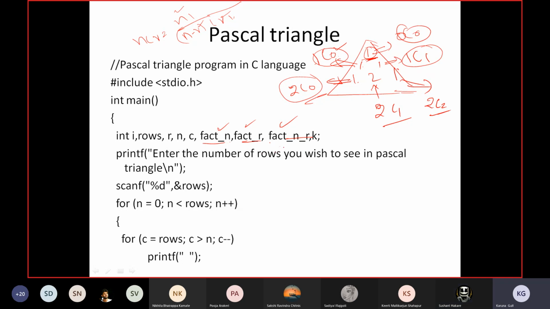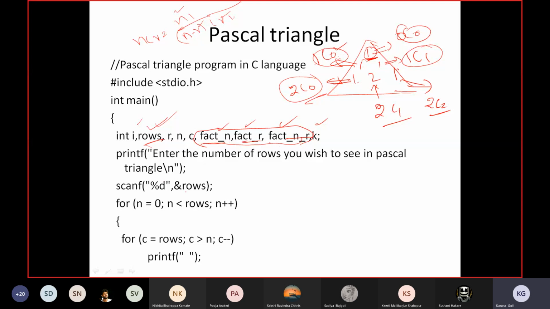Are these variables okay with you all? Yes, ma'am. Next you have to talk about how many rows you are interested to enter, because you have to tell me how many rows you want to display for the Pascal triangle. If you don't mention it, I am unable to draw. So row is required, and other variables we usually use inside the for loop: n, r, c, k, will be used inside our programming.